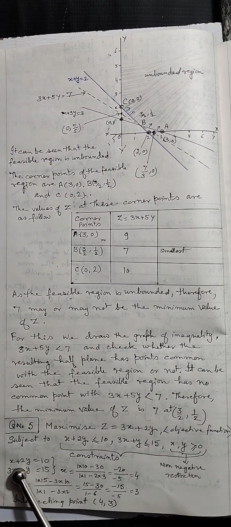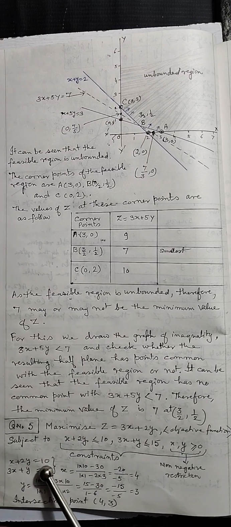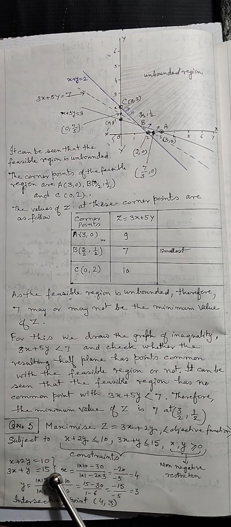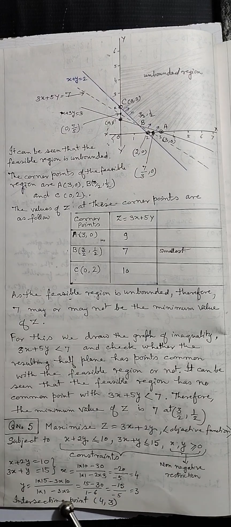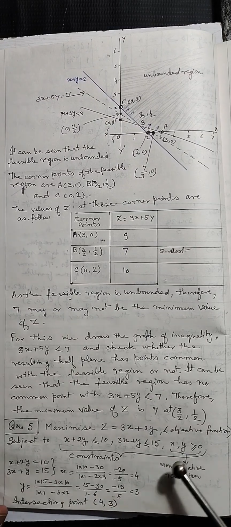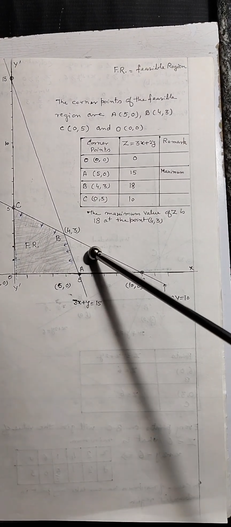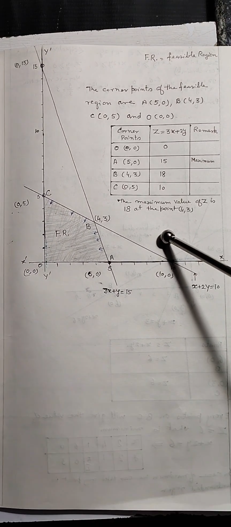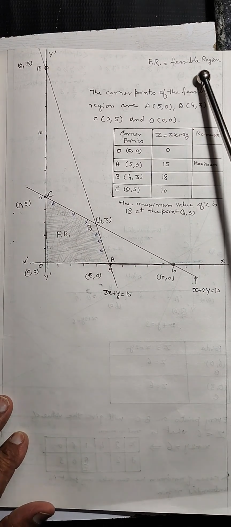Now first of all we will solve it. x plus 2y is equal to 10. देखिए x plus 2y is less than 10 है, हमने इसको solve किया in order to find the intersecting point. So x will be equal to 4 and y will be equal to 3. So the intersecting point will be 4 and 3 for these two equations. FR stands for the feasible region.